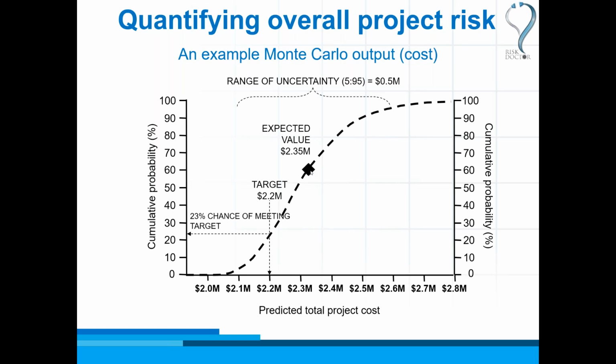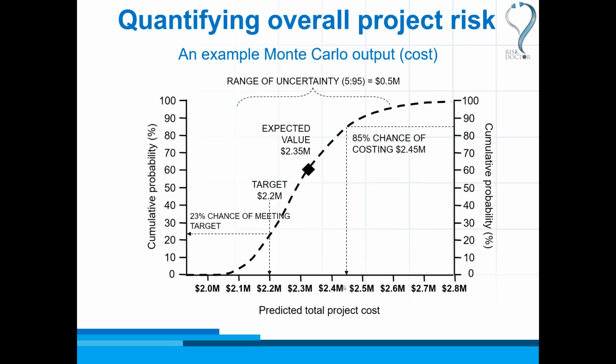And one other thing we could say, if we wanted to be really comfortable, we wanted a high chance of success, let's say an 85% chance of success. If we set the target at not 2.2, but 2.45, then we have a much higher chance of succeeding. But obviously it would cost us another £250,000. So I hope you can see that from this one simple S curve, we can begin to answer the two key questions about overall project risk. What are the chances of the project succeeding? And what is the range of possible outcomes, the variation in outcomes?